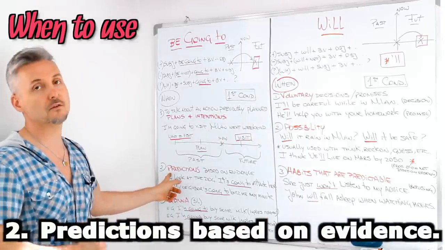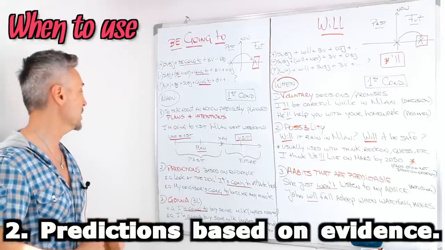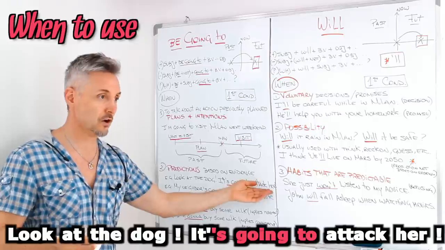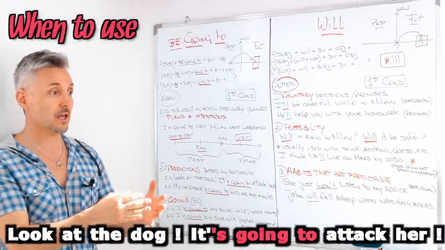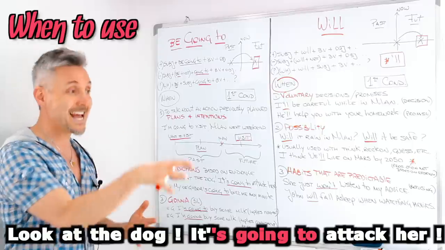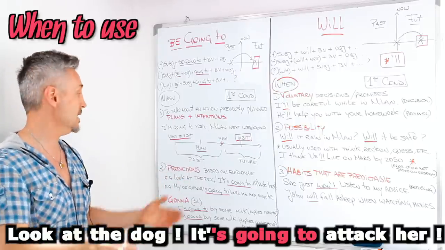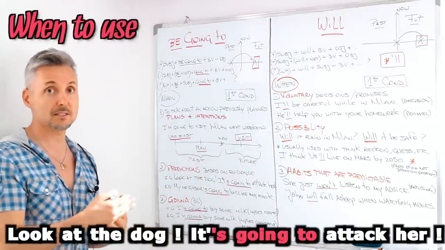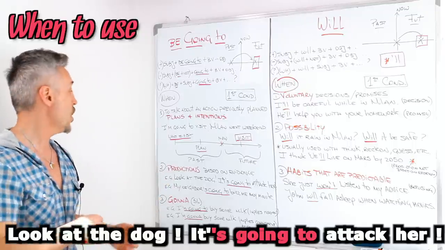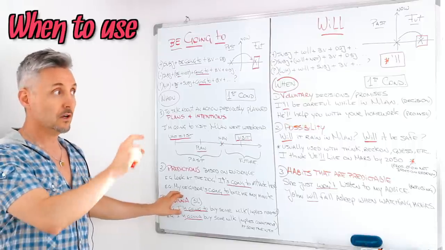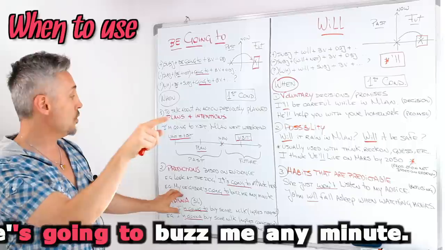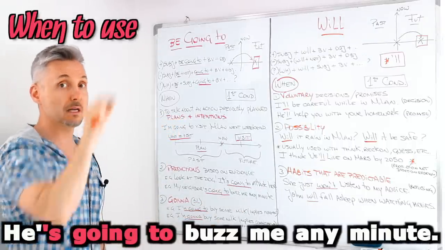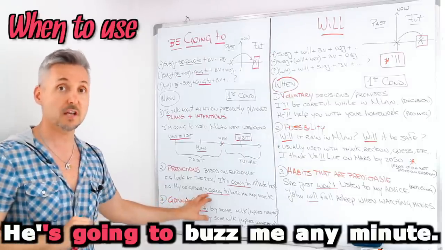The second usage is for predictions based on evidence. For example, look at the dog. It's going to attack her. So right now, I look at the dog and I'm predicting he's going to attack a person. So I say, look at the dog. He's going to attack her at that moment. It's a prediction based on evidence, because I see it happening. Or, for example, I see my neighbor by the window, and he's going to buzz me any minute. So I see the neighbor walking and going to buzz me any minute. So it's a prediction based on evidence.